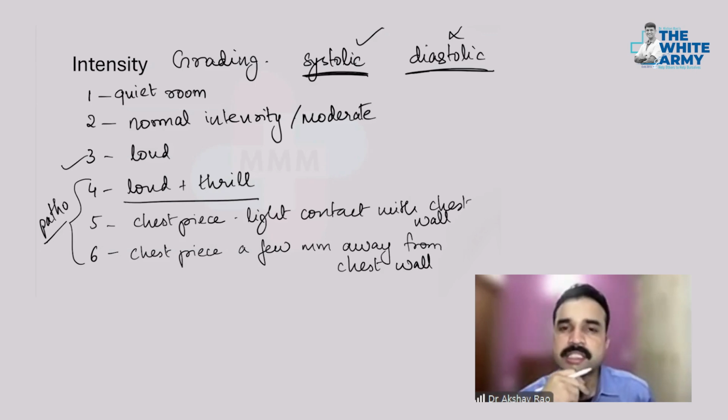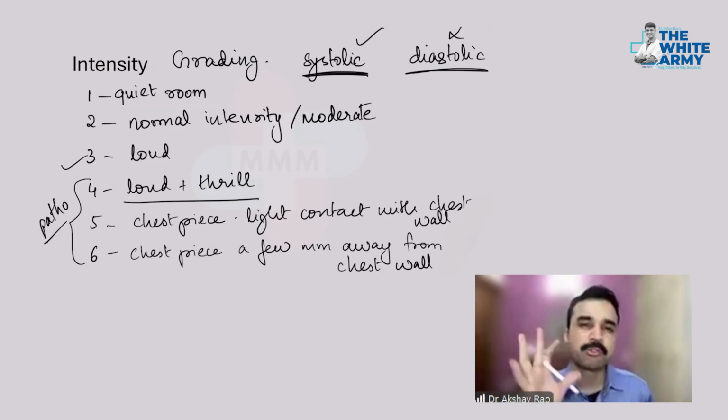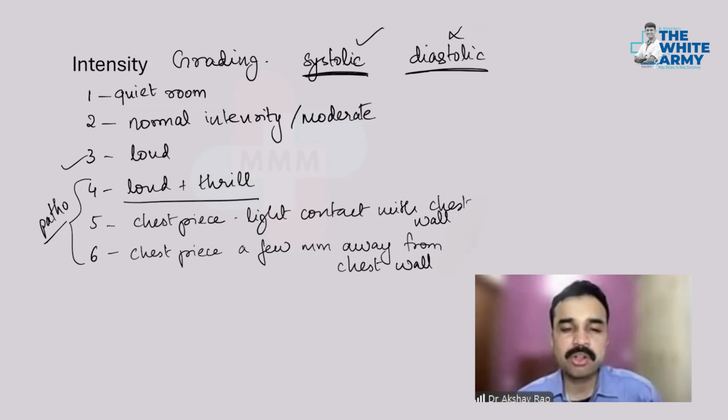So this was the traditional teaching. Now, of course, grading is accepted even for diastolic. But you have to use your judgment. Your examiner may not agree. So you stick to what is the traditional teaching. If the examiner asks, can you grade? Then yes, you can say, yes, it can be graded using the same system also.